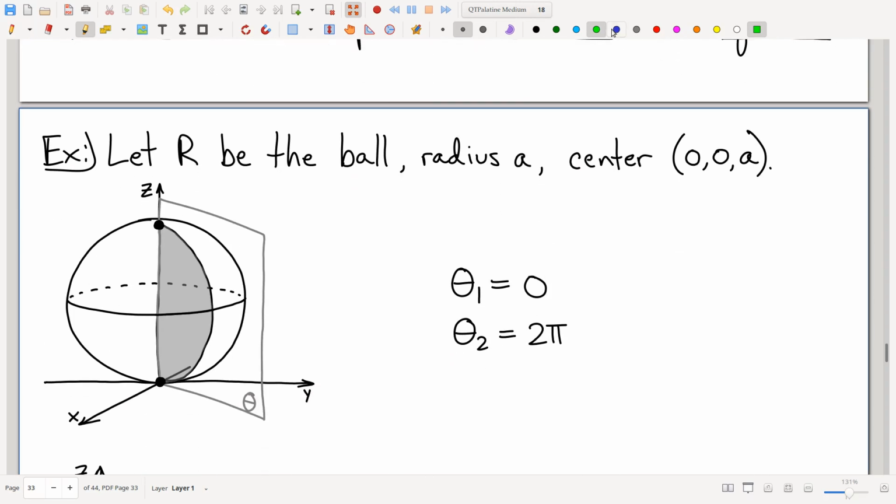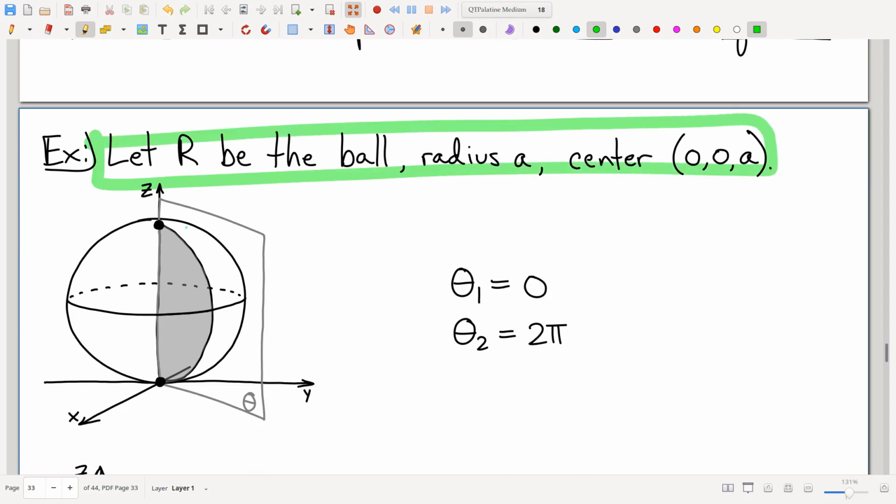Starting with this domain. It's a ball. Not centered at the origin, right? It's centered up here on the z-axis so that it's kind of sitting on top of the xy plane there at the origin. So it's tangent to the xy plane at the origin.